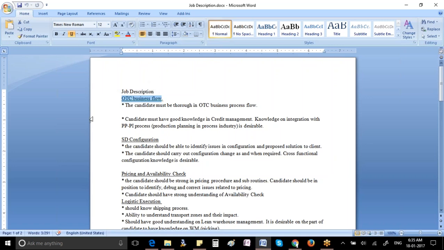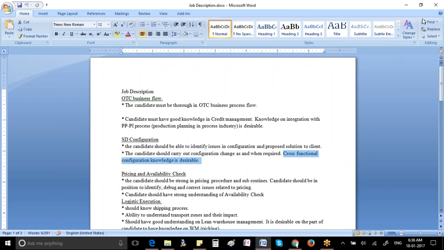So complete SD concepts and some advanced concepts in SD like credit management, integrations with other modules, majorly with the logistics modules and the financial modules, MM, PP, and FI. Okay, so cross-functional knowledge, this is where you would be differentiating yourself from others. The better the cross-functional knowledge you have, the more you would stand out from the team.